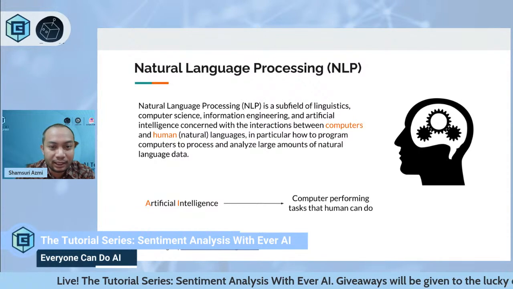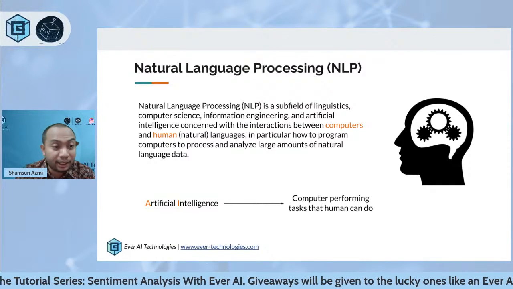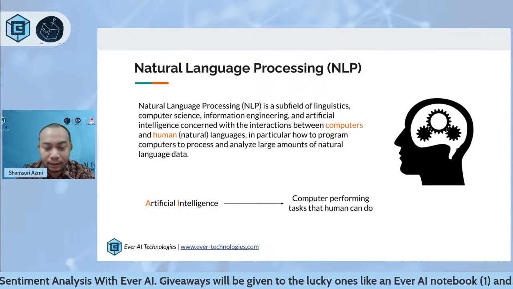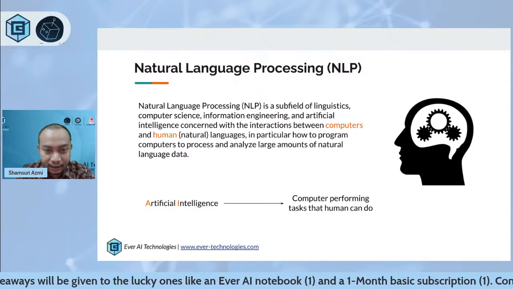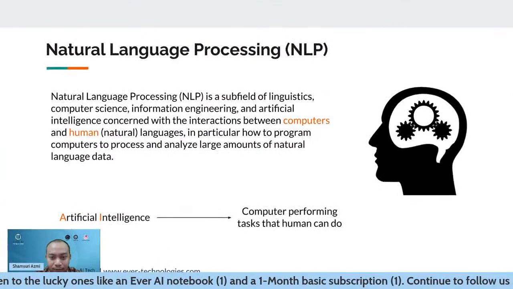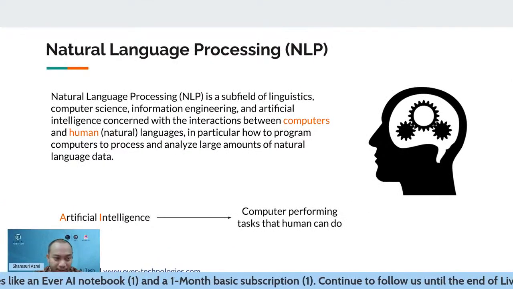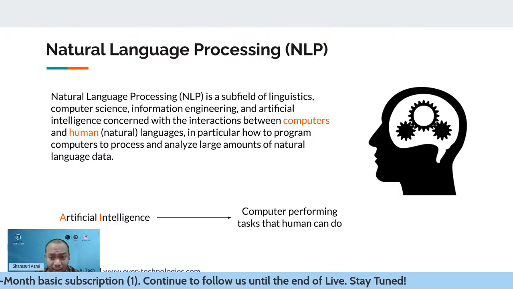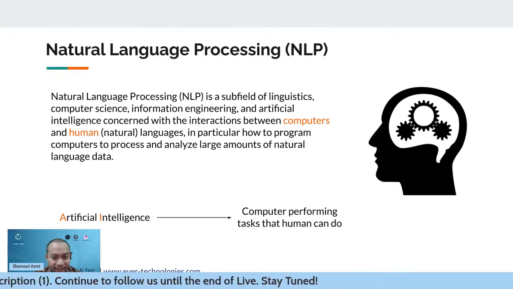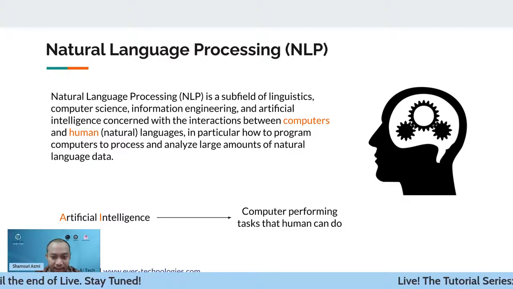So what is natural language processing? Natural language processing is a subfield of linguistics, computer science, information engineering, and artificial intelligence concerned with the interaction between computers and human natural language. In particular, how to program computers to process and analyze large amounts of natural language data.